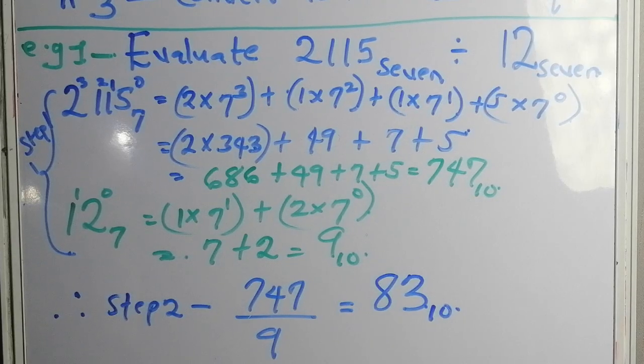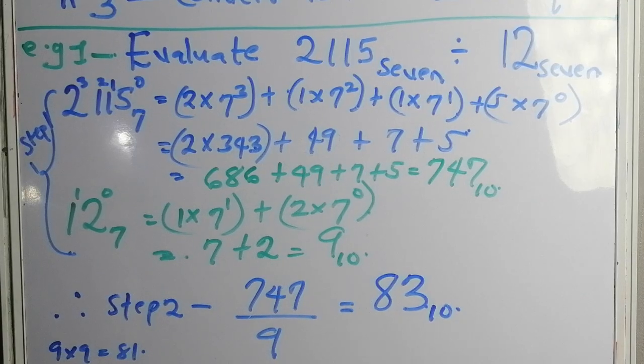If you press your calculator, you will get your answer. Because 9 times 9 is 81, if I minus 9 from 81, I'll be having 72. So this is 8. 9 times 8 will give me 72.